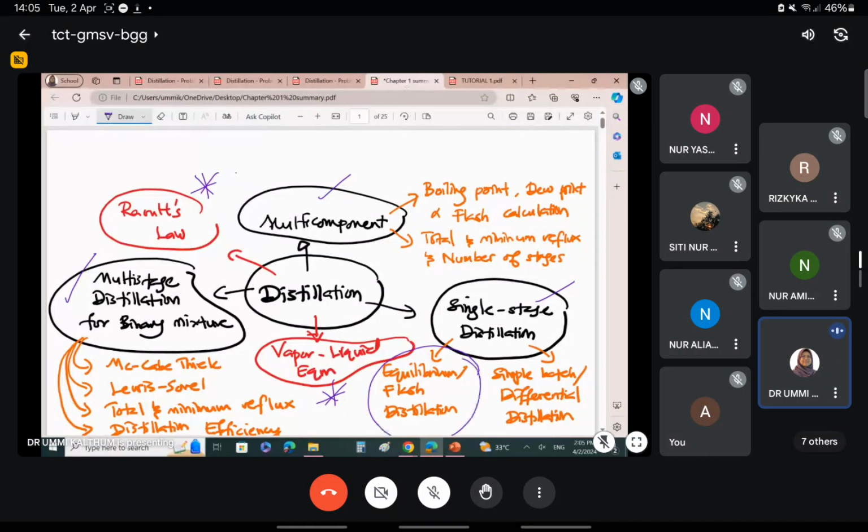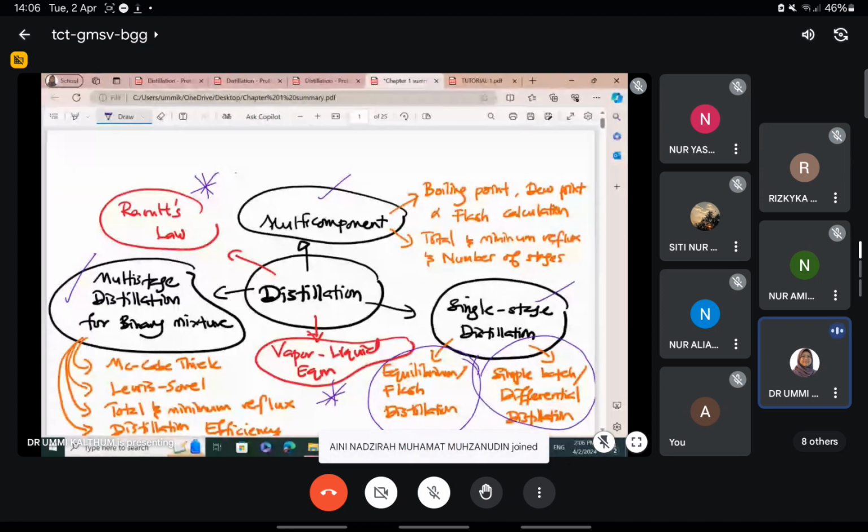Of flash distillation, okay, and then simple or differential distillation, simple batch, okay. Alright, for multi-stage yang kita belajar week 2, okay, in lecture week 2, multi-stage is for binary mixture, okay, continuous distillation ataupun rectification distillation ataupun fractionation distillation. So term-term tu adalah untuk continuous distillation, multi-stage counter current. So for binary mixture means have two components, okay, A and B.